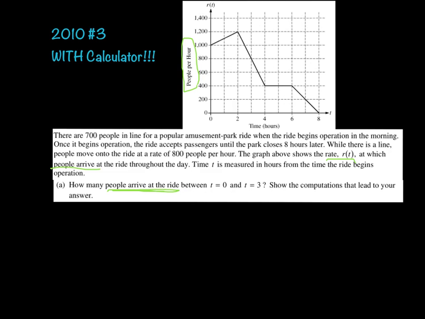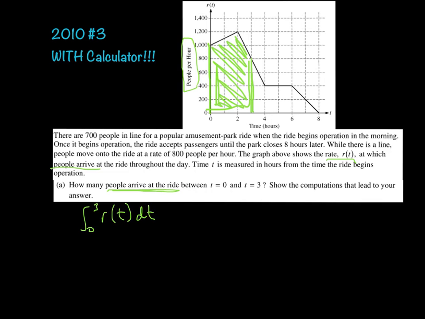So if I want to find the total number of people who arrive from 0 to 3, it sounds to me like I'm doing the integral from 0 to 3 of R of t dt. Okay, so how do I do that from a graph where I do not know the equation? Hopefully you're saying that's area under the curve. So I'm looking from 0 to 3. From here to here, I'm looking to find the area of all of this.